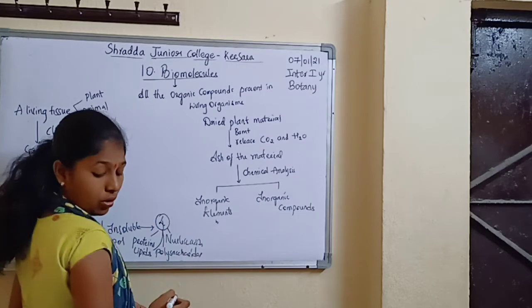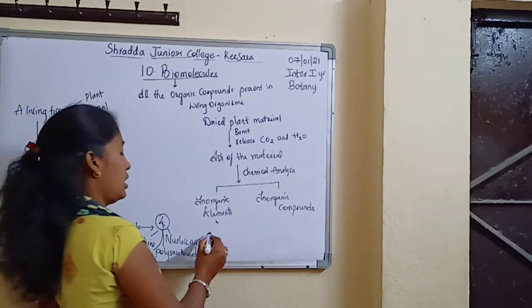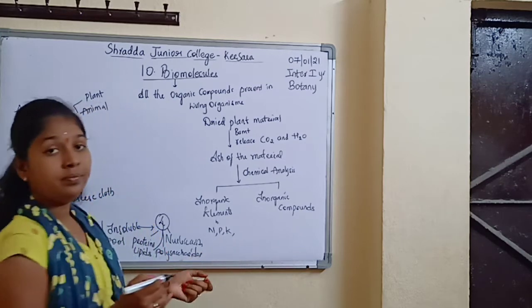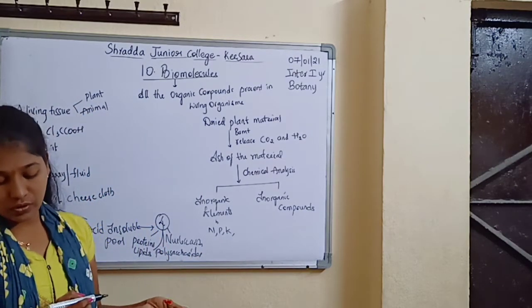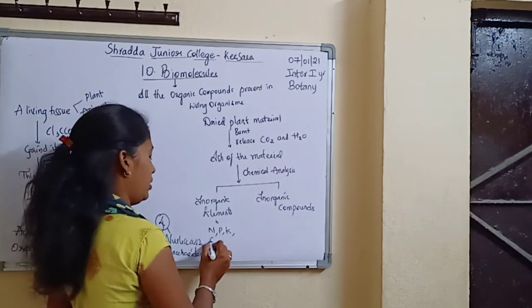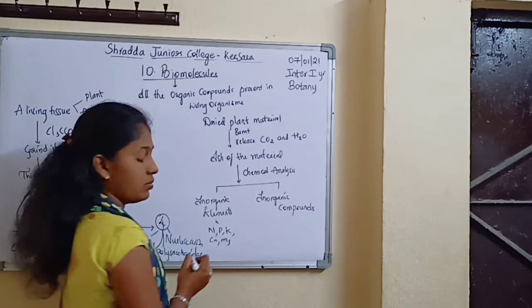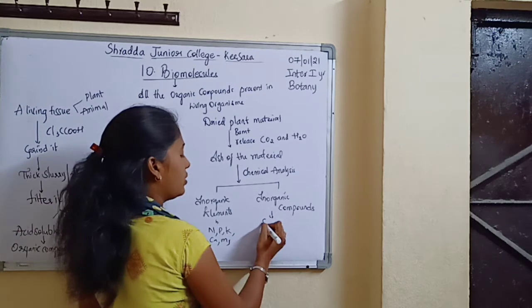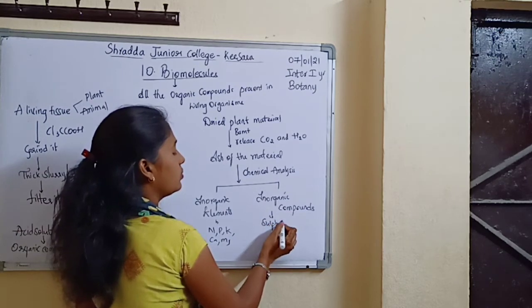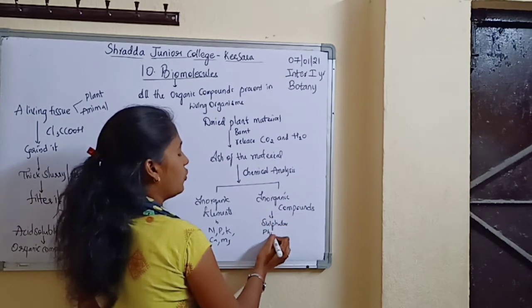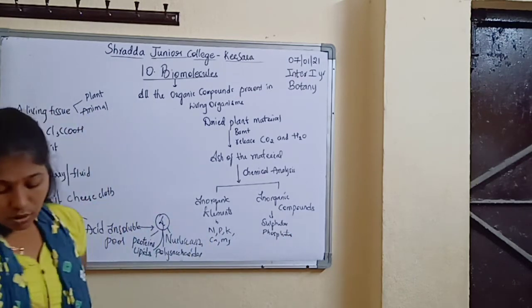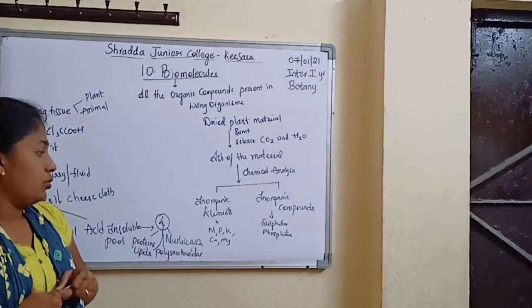Inorganic elements, like what are the different types of elements? Nitrogen, phosphorus, potassium, calcium, magnesium. These are the elements. And what are the inorganic compounds? Sulfates, phosphates. These are the inorganic compounds that are being produced.